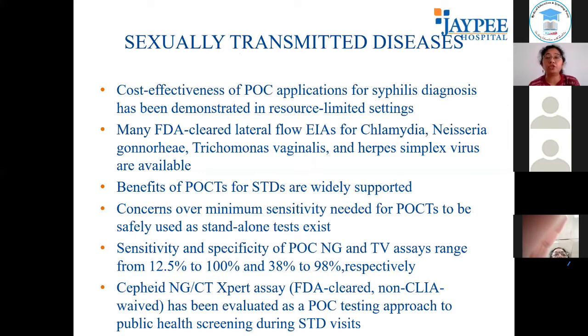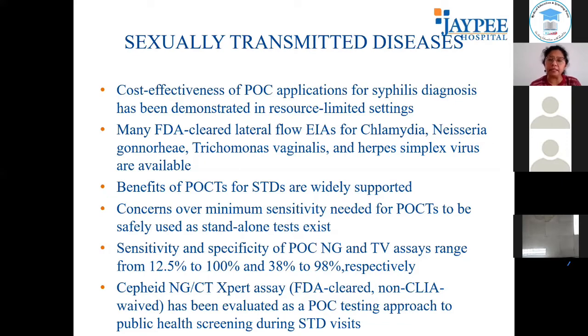Now coming to the sexually transmitted diseases, which mainly require rapid diagnosis because usually there is social bias, the patient will not come back repeatedly to you, and especially you need to also do it in resource limited settings. So it has to be fast and cost effective. So there are a lot of kit immunoassays which are available for chlamydia, Neisseria gonorrhoeae, Trichomonas vaginalis, herpes simplex. And the use of POCT in STDs is widely supported, especially in the Western world. I will show you later how they have set up a POC lab which is completely automated.